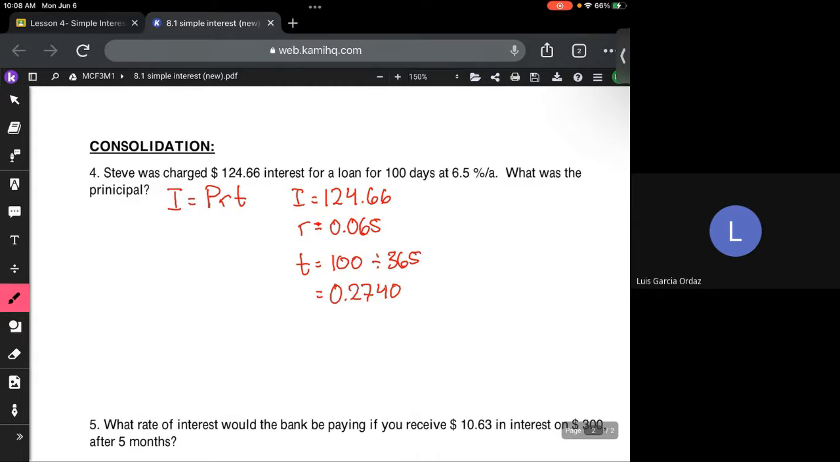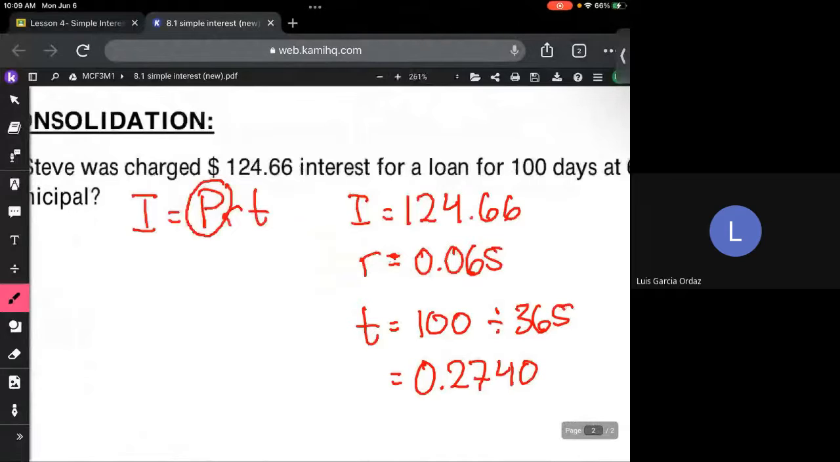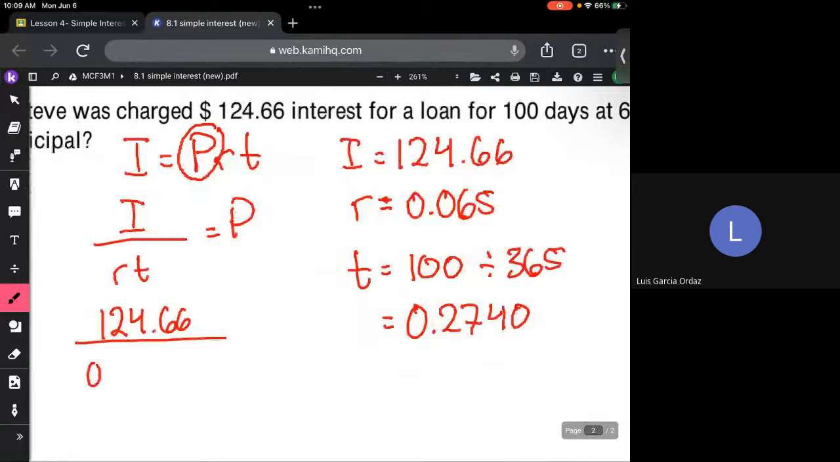So this question is asking us to solve for my principal. So how do I isolate for principal? I have my I, which is 124.66. I have my rate, which is 0.065. And I have my time, which is 0.2740. And that is going to give me my principal. So now you have to multiply your denominators together, and you will get a specific answer.